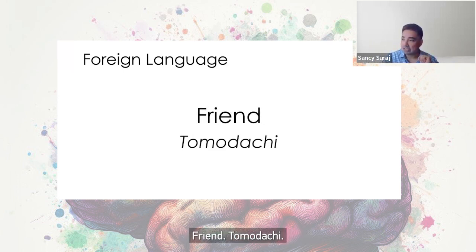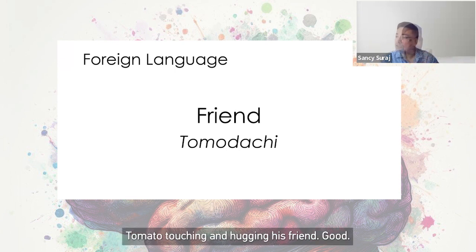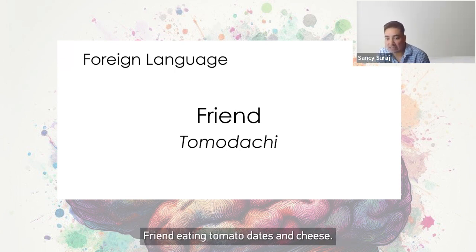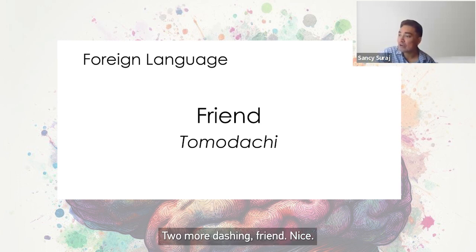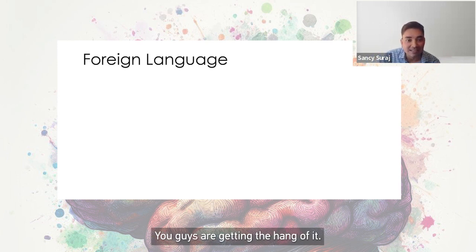Friend, tomodachi. How would you guys do this? Tomato touching and hugging as friend. Good. Friend eating tomato, dates, and cheese. Tomodachi, cheese. Nice. Two more dashing friend. Nice. You guys are getting the hang of it.